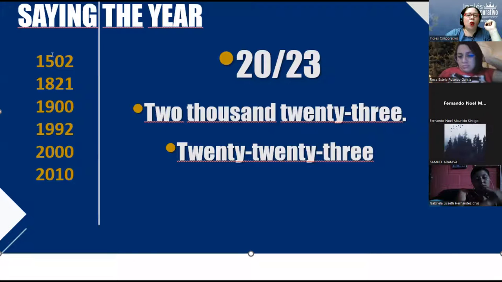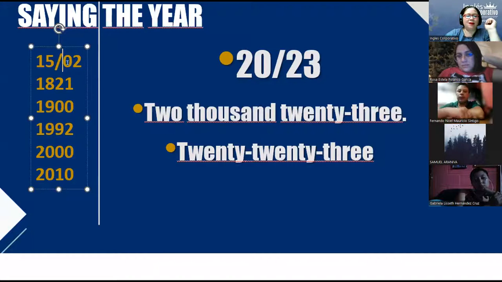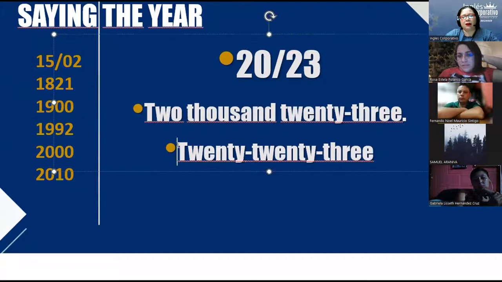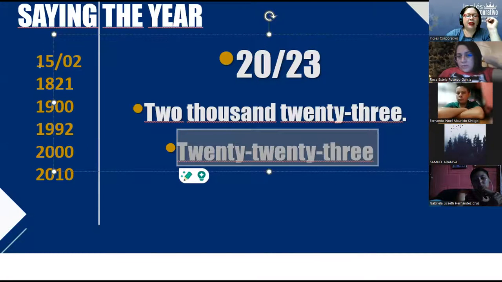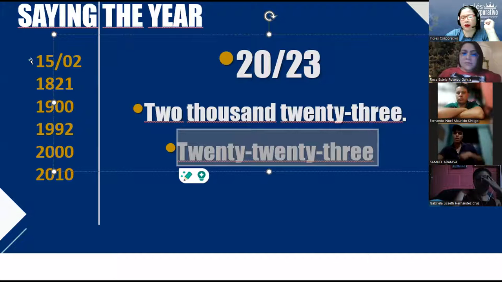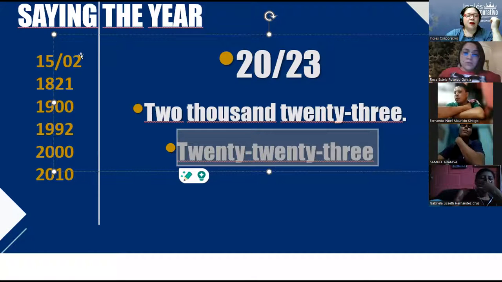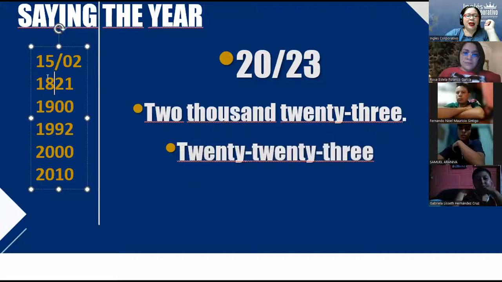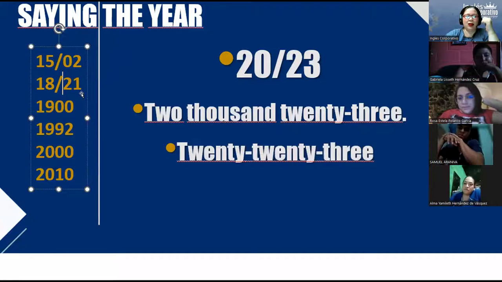For example, what year will this be, if we use this way of dividing? ¿Cómo leyéramos este año? Imagínense que estamos viendo un libro de historia. Usando esta forma de dividing the numbers. 1502. Great. That's nice, because I said that zero is the letter O. So this one is? 1821. Very good.